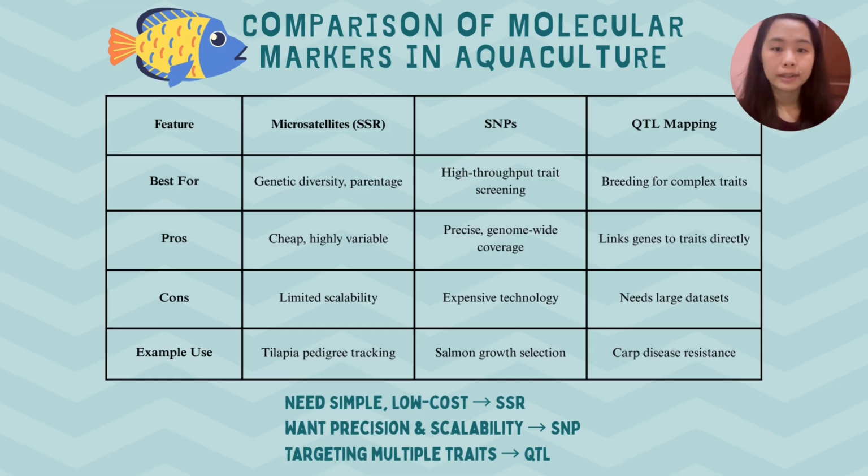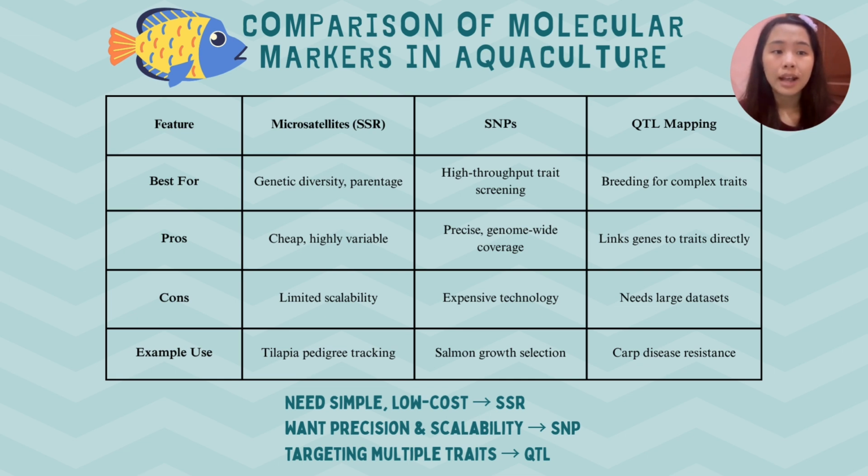I will go through the comparison of molecular markers in aquaculture. The first one is SSR. This is best for genetic diversity parameters, and the SNPs is best for high-throughput trait screening, and the QTL mapping is best for breeding for complex traits. And the second is pros. SSR is cheap and highly variable, and the SNPs is pricey but has genome-wide coverage, and the QTL mapping links genes to traits clearly.